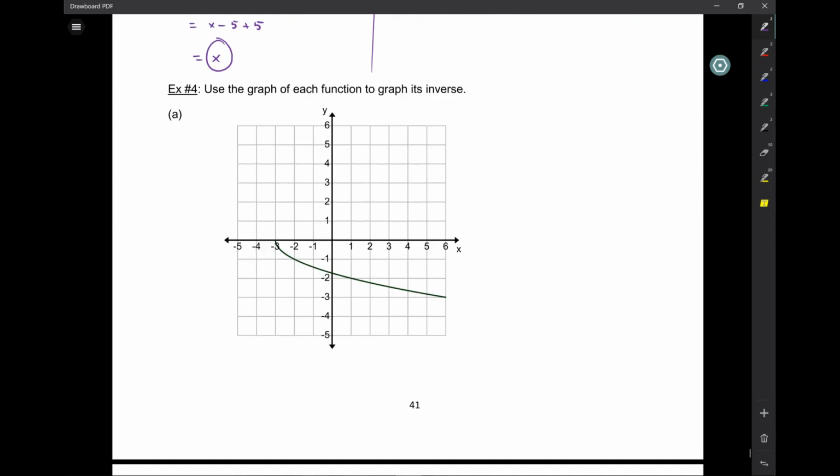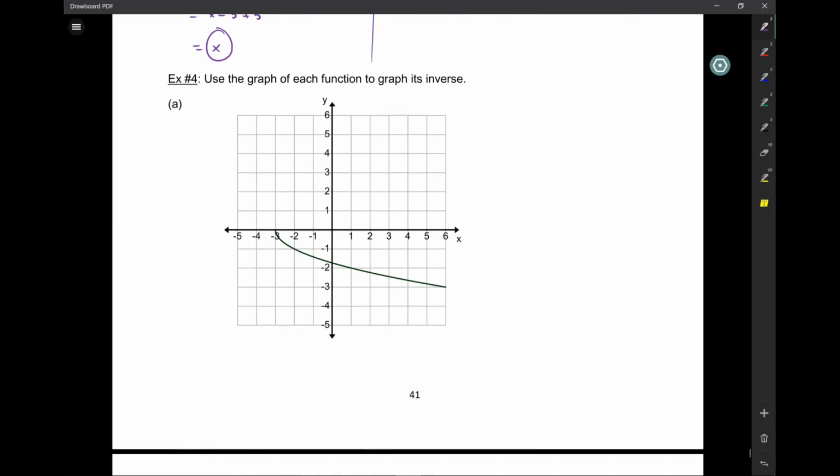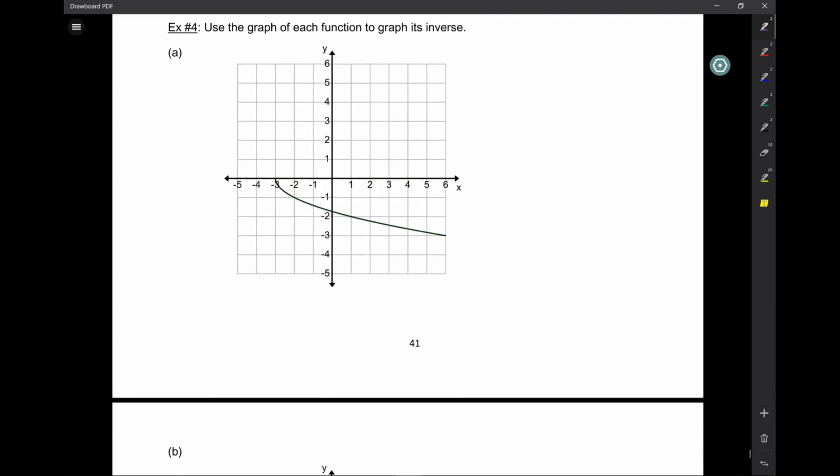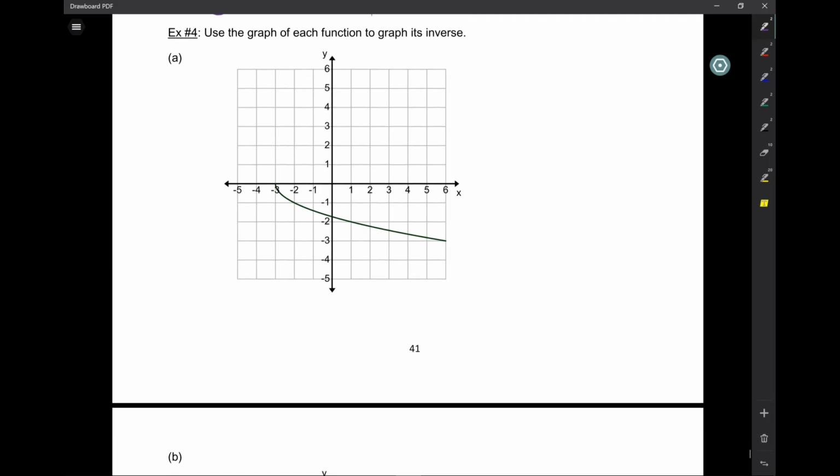Okay, all right. Use the graph of the function to graph its inverse, right? What do we do to find the inverse? We exchange x and y. So that's what we do here. What you're going to do is take representative points of this graph. For example, here I have -3, 0. What's another one? Here I have -2, -1. What's another one? 1, -2. And let's take one more. Let's take this one. 6, -3.